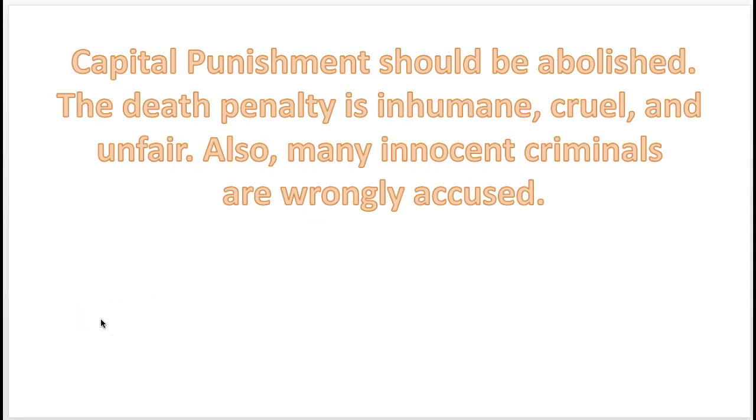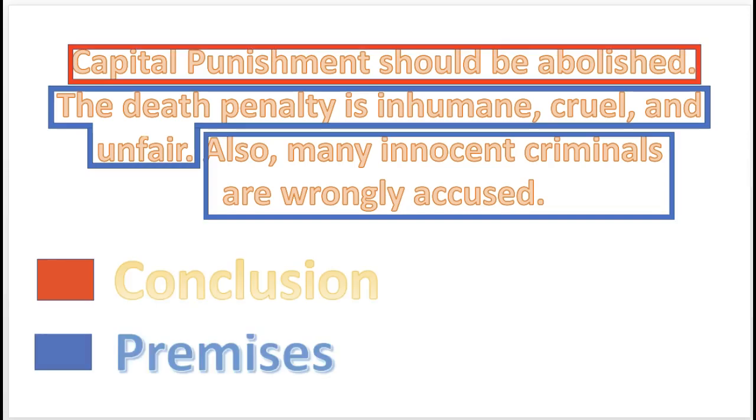Here is another practice problem. Listen to this argument. Capital punishment should be abolished. The death penalty is inhumane, cruel, and unfair. Also, many innocent criminals are wrongly accused. Press pause if you need to as you identify the premise and the conclusion. The answer is, that's right, 2 premises in the blue and 1 conclusion in the red.